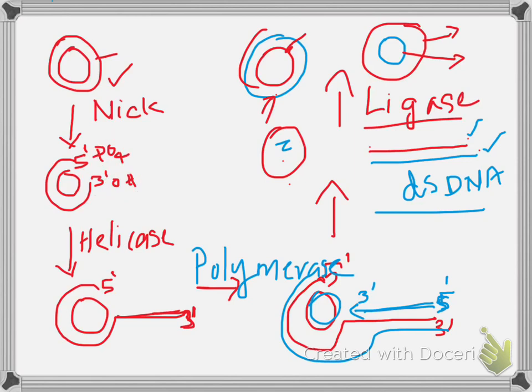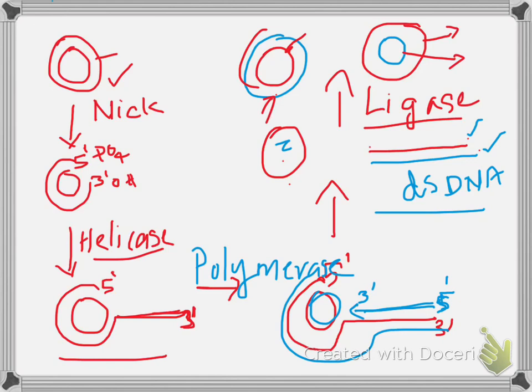Next, the function is helicase. The helicase enzyme comes and it unwinds this DNA. So the nick is formed by the nuclease and the helicase unwinds this DNA and we get a structure like this. And the polymerase enzyme will come and start the formation of the complementary strand from the 5' end to 3' end. And this DNA will act as a rolling circle.